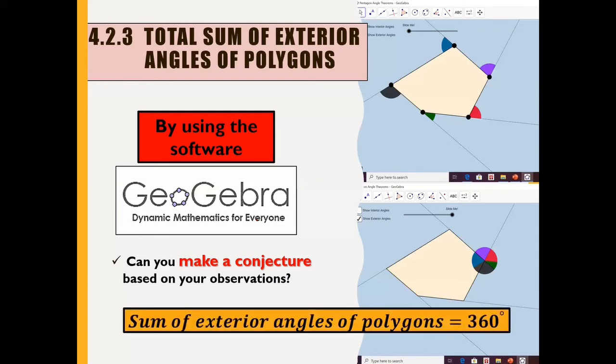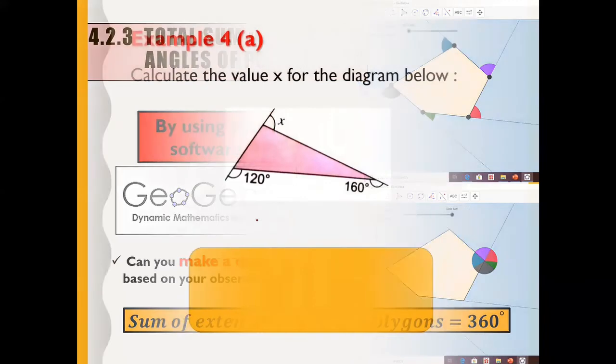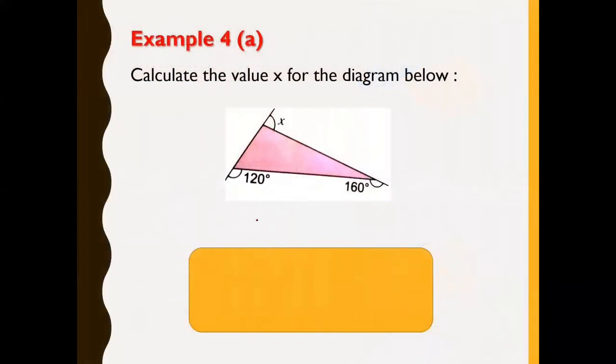We know that the sum of the exterior angles of a polygon is equal to 360 degrees. So no matter what polygon, the sum of the exterior angles of a polygon must be equal to 360 degrees. Must remember. So now let's see the example questions.